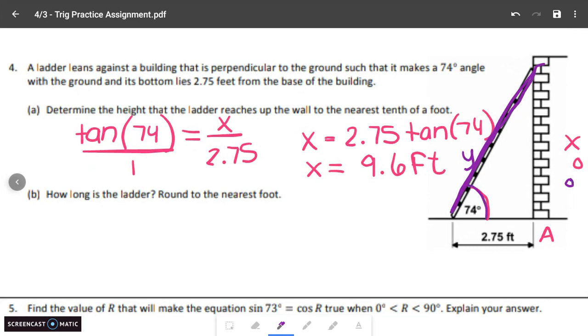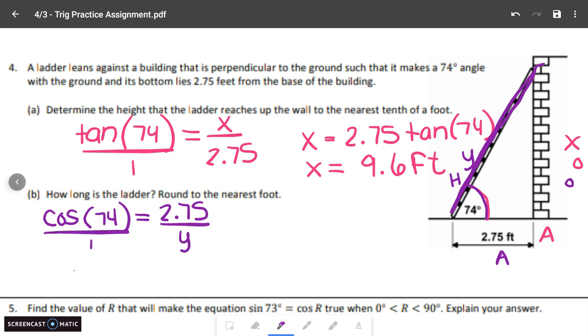Now, this is still the opposite angle. This is still the adjacent, and this is still the hypotenuse. So this time, I could really use any trig function I want. I have two sides, so I could really play around with this. But since I want to get the hypotenuse, I'm going to say I want sine or cosine. So I'm going to use cosine, just in case I calculated anything incorrectly in part A, then I still could use this. So cosine of 74 is equal to 2.75 over y. After cross multiplying, y is going to be equal to 2.75 divided by cosine of 74.